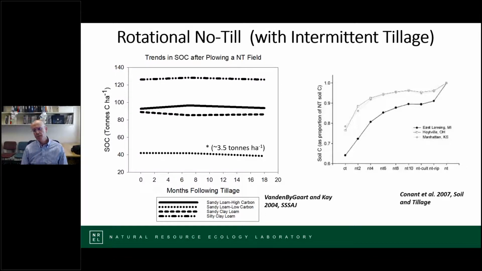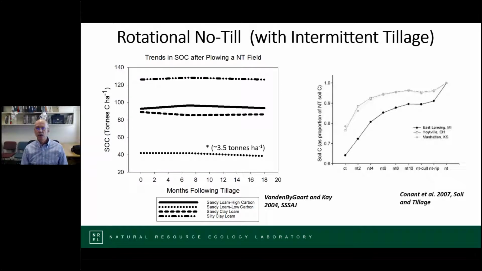Unfortunately, there aren't many studies like this. So Conant et al. around 2007 did a model-based study, and they noted from those model results that it really depends on how often you're doing this intermittent tillage, where you come in and use a moldboard plow or some other type of tillage implement.